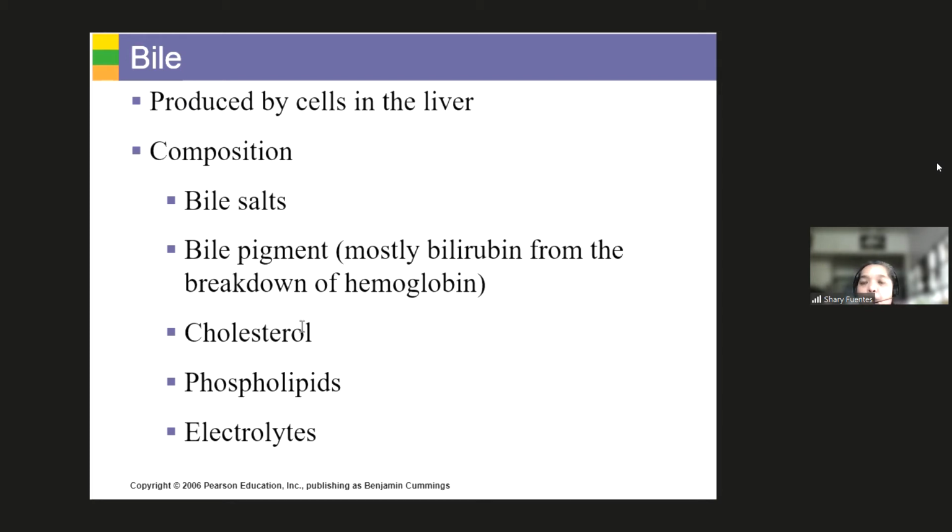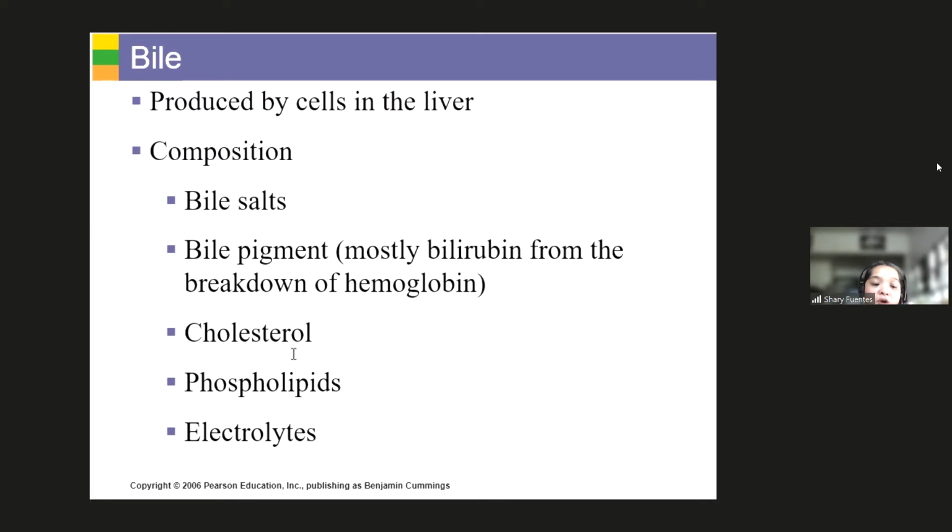Para siyang sabon na i-work out niya yung mga fats para madaling matanggal. So from a big fat layer, babaluti niya hanggang sa smaller fat. So madali siya ma-work. They can work on the fat or the lipids that are being ingested. So emulsification means to coat them into smaller particles before they're going to be broken down.